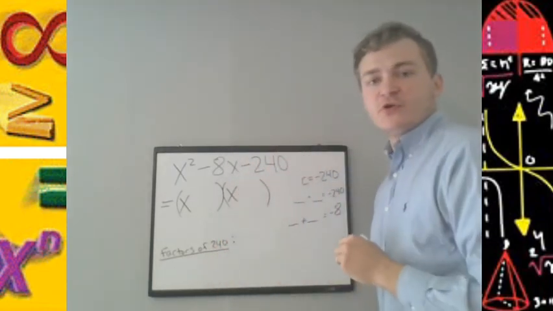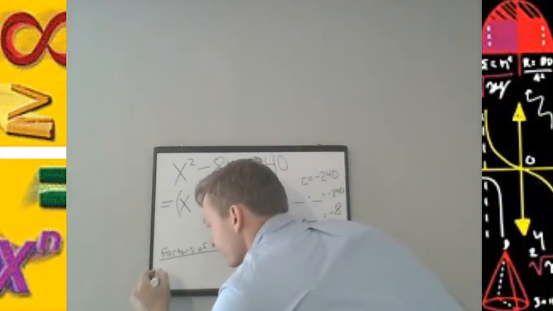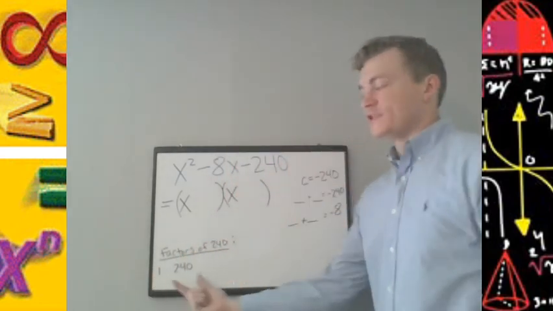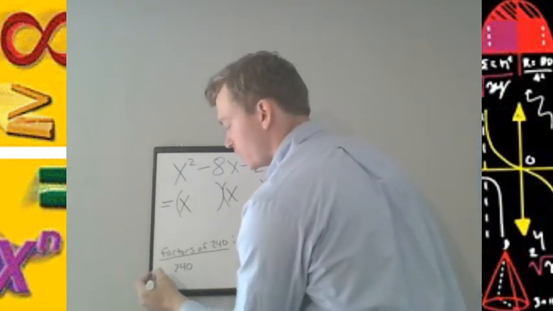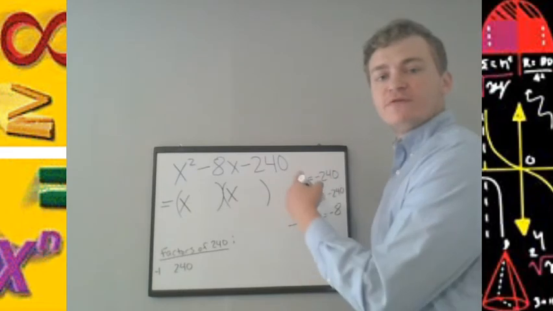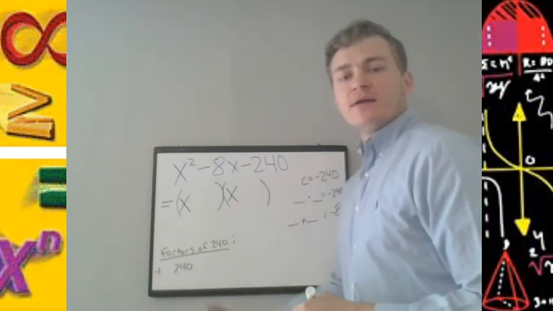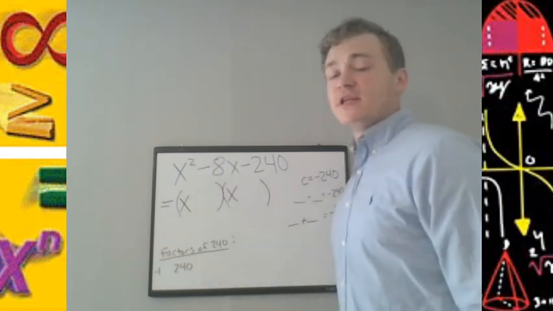The factors of 240, we'll start with the easiest, 1 and 240. Of course, this product is positive, we need negative, so we'll just throw a negative in front. Negative 1 multiply 240, we're good there. But when they combine, it combines to get positive 239. That's nowhere near close to negative 8.